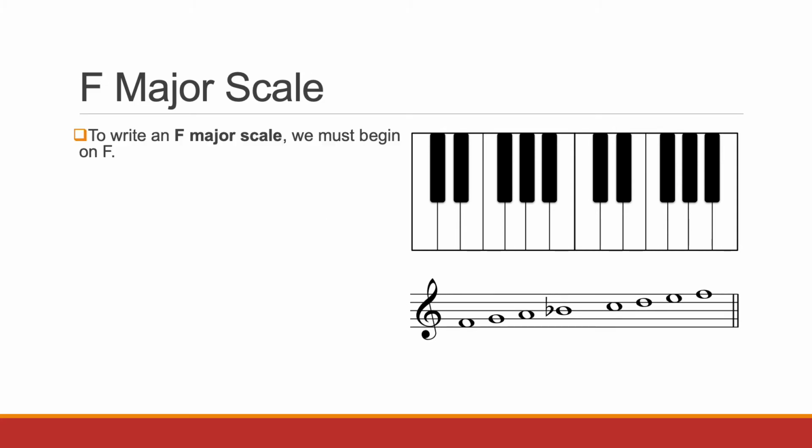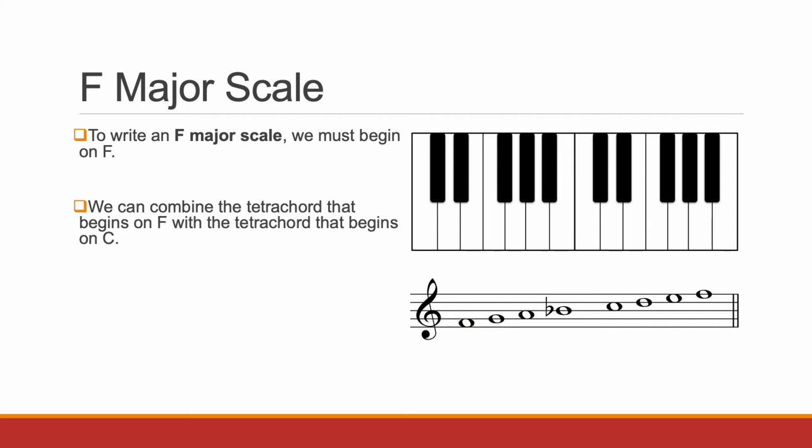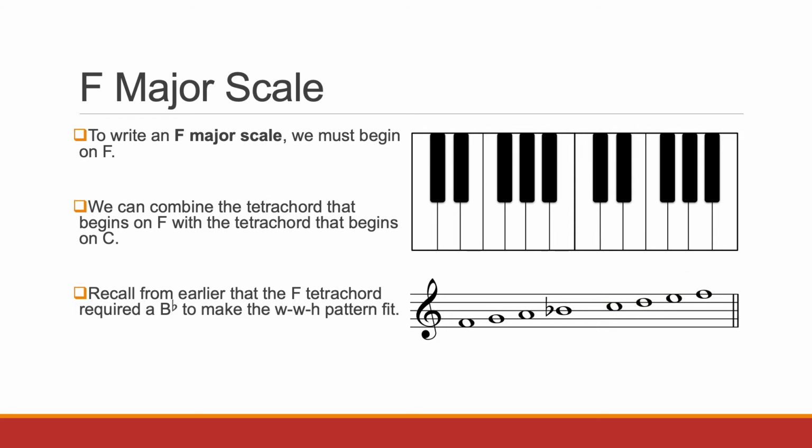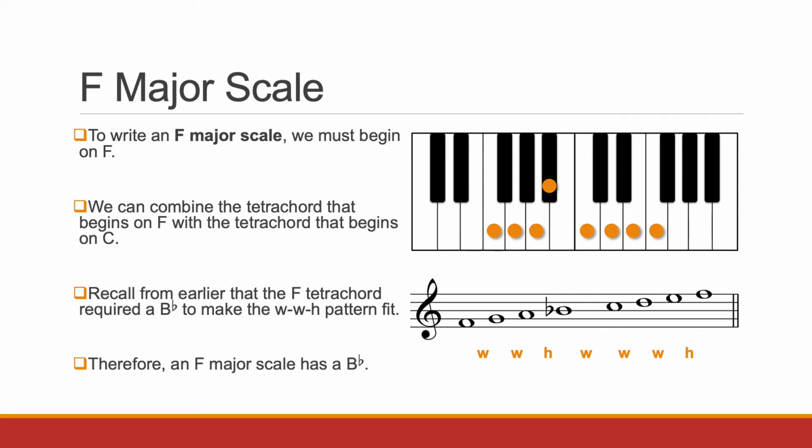F major scale. To write an F major scale, we must begin on F. We can combine the tetrachord that begins on F with a tetrachord that begins on C. Recall from earlier that the F tetrachord required a B flat to make the whole, whole, half pattern. And we can see on the staff and keyboard whole, whole, half, whole, whole, whole, half. Therefore, an F major scale has a B flat.